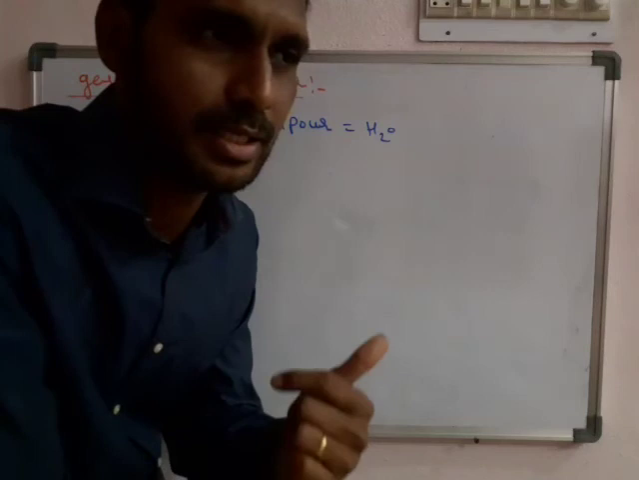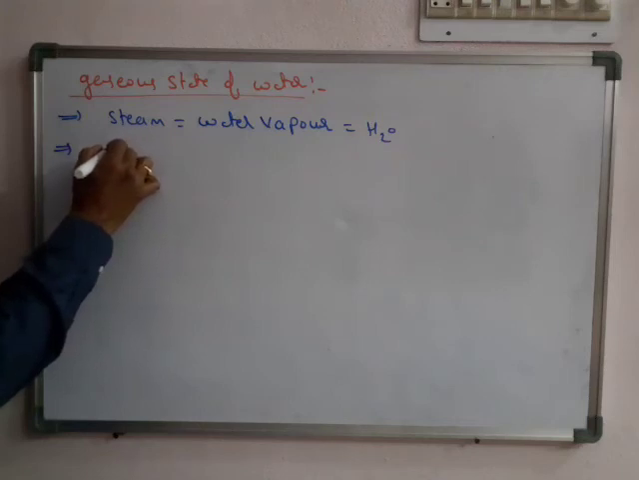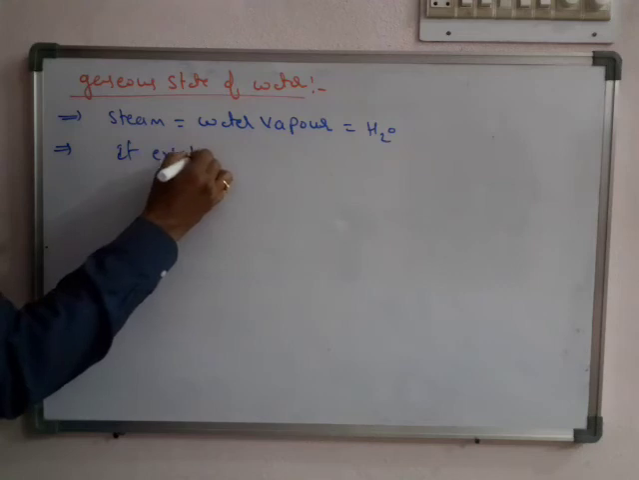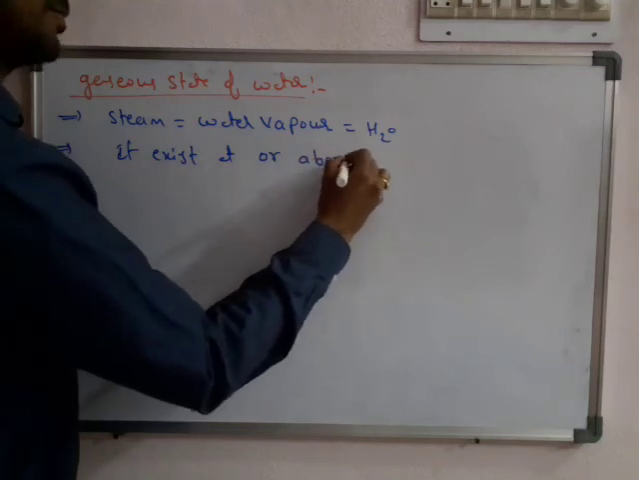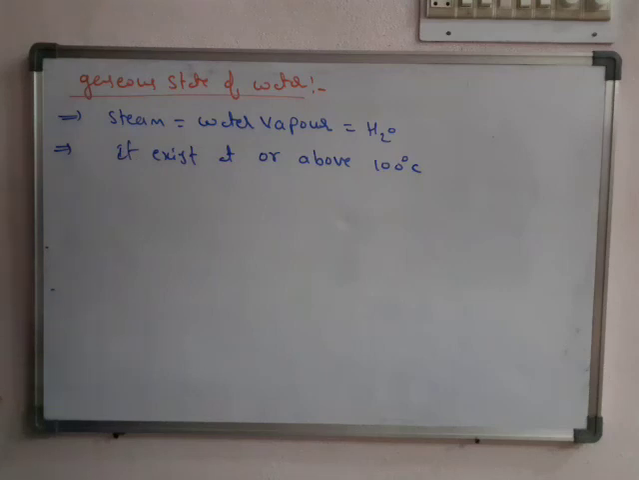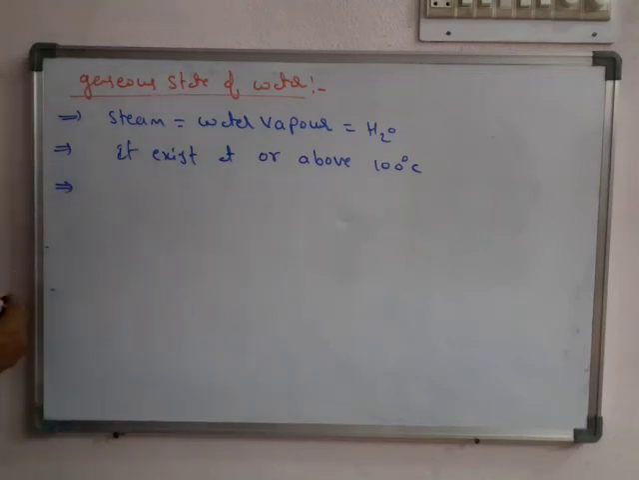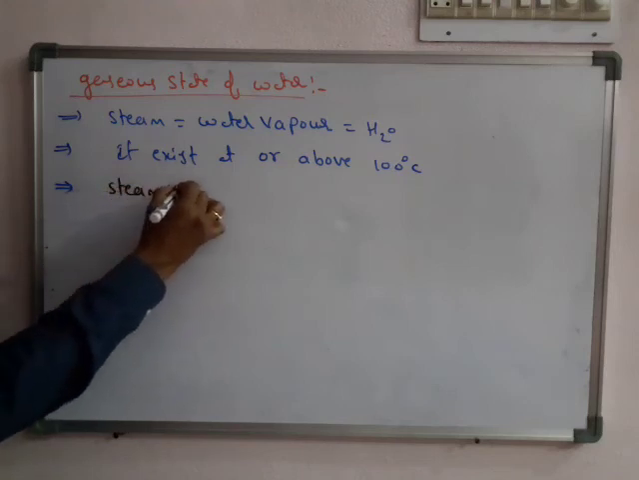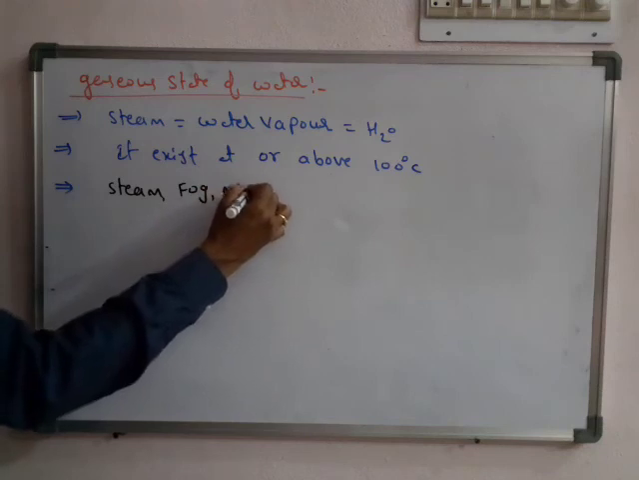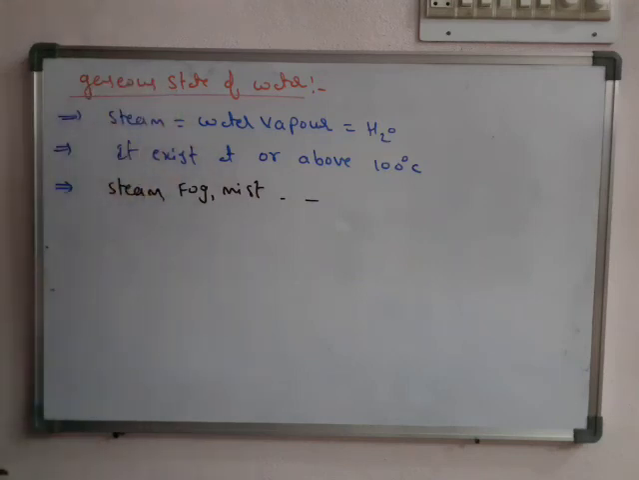Okay, water exists in the gaseous state when it is heated, so the steam is formed. So the gaseous state exists at or above 100 degrees Celsius only. Next, one more important thing about steam: what are the other examples of the gaseous state of water? In nature it is also present in the form of fog and mist. So fog and mist are also examples of a gaseous state of water.